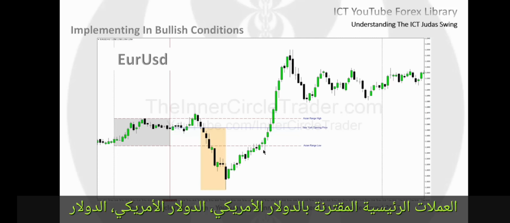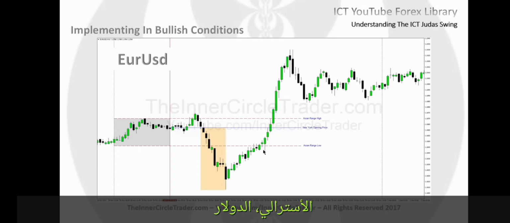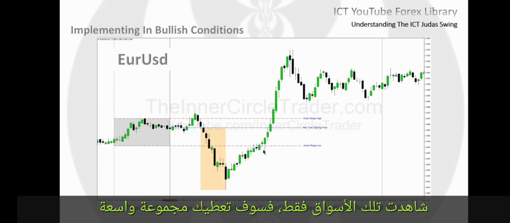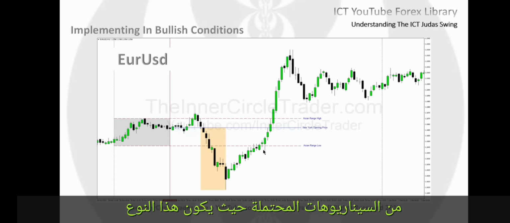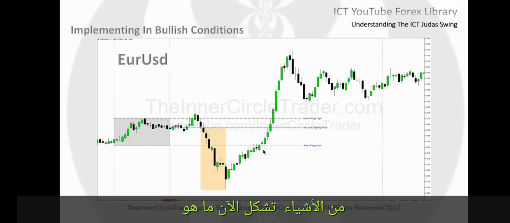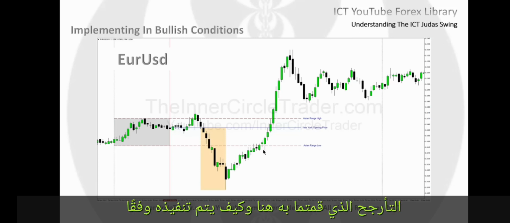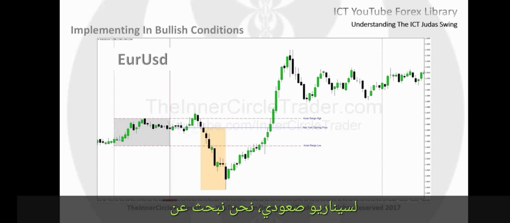If you look at the majors that are coupled with the dollar, euro dollar, cable, Aussie dollar, dollar yen, there's 4 markets that if you just watch those, it'll give you a wide array of potential scenarios where this type of thing forms. Now, what is the Judas swing here and how is it implemented on a bullish scenario?